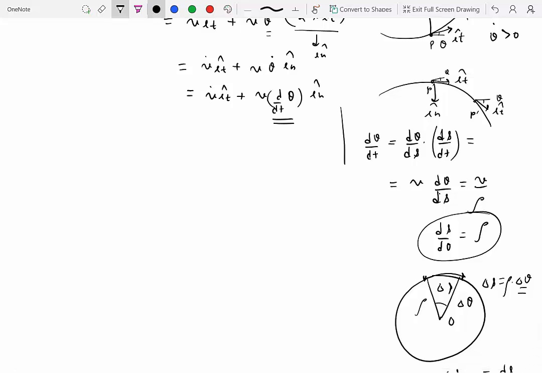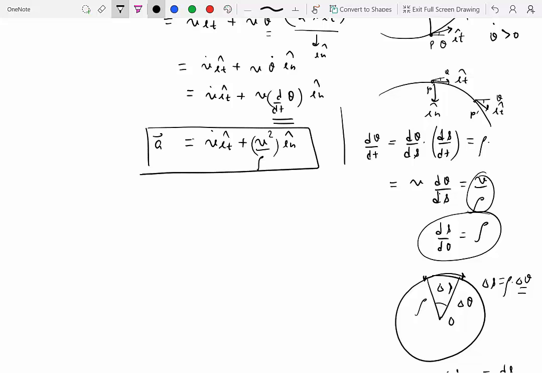So going back over here, we have d theta over dt equal to v over rho. So let's write that here. V dot et hat plus v times v over rho, so that becomes v squared over rho times en hat. And that's your acceleration expression in the tangent normal coordinate system.